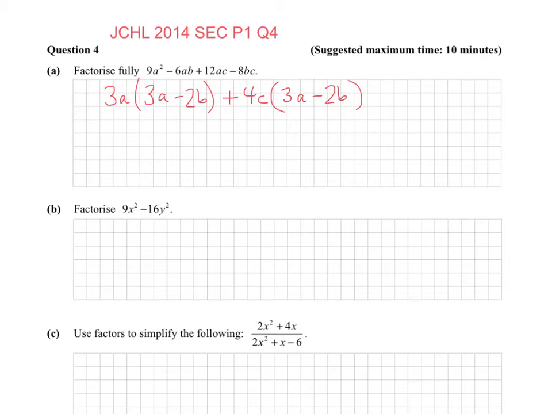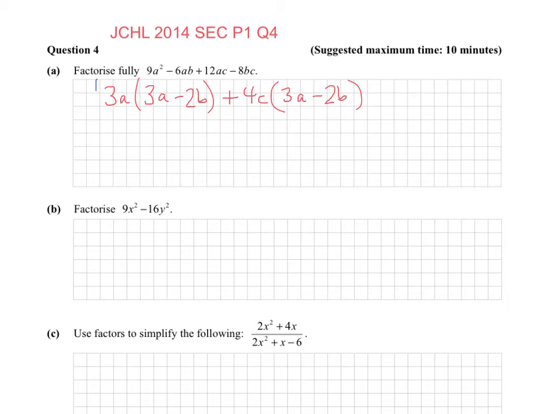Now, I'm not finished yet. What you should notice, and generally speaking they'll set these questions up this way, is that what's inside the brackets is actually the same expression. So I have 3a times this expression, and I have 4c times this expression. Effectively what I've got is a common factor. What's inside the brackets is a common factor of both these sections.